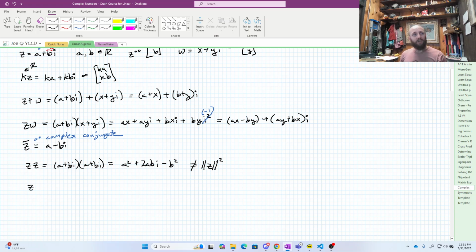What is the magnitude of z squared is z times z conjugate. So this is going to be a plus bi times a minus bi. And so I'm going to get a squared, minus abi plus abi, minus b squared i squared. And so that's going to end up being a squared plus b squared, which is the magnitude of z squared. I'm going to call this absolute value when we're in the one-dimensional case. In the two-dimensional case, I'll add those norm bars. Or in the multi-dimensional case, we'll add the norm bars.